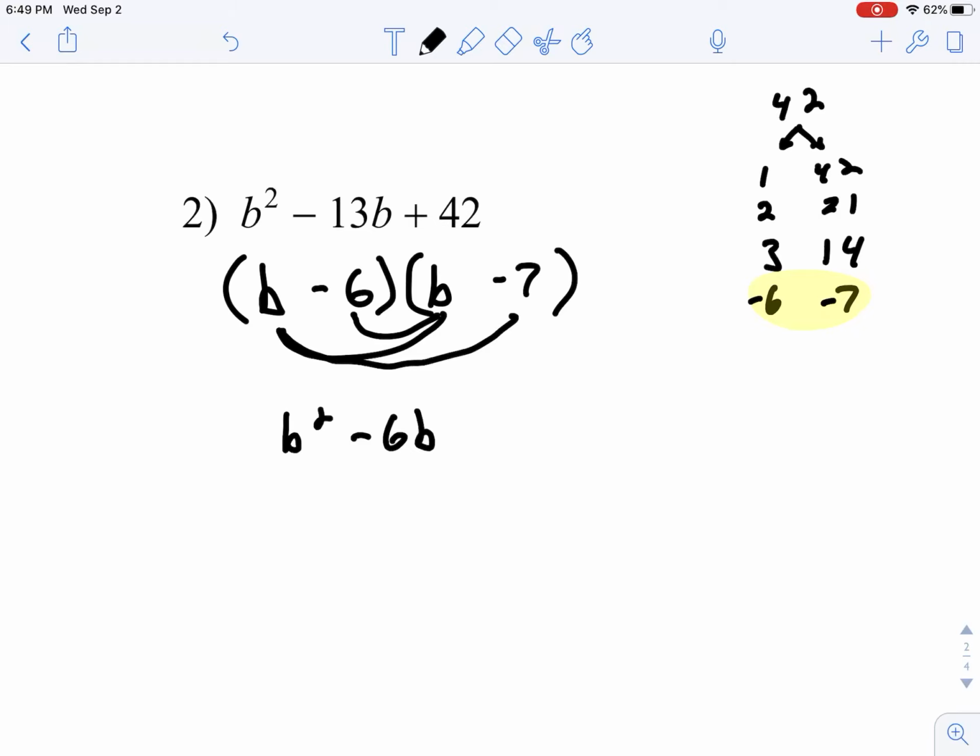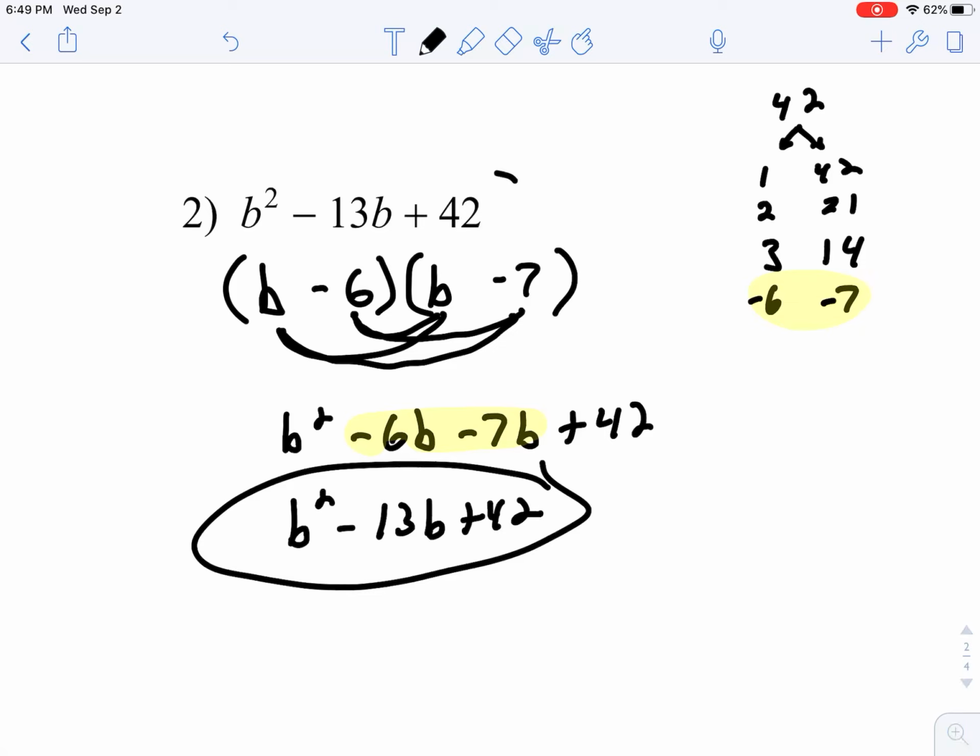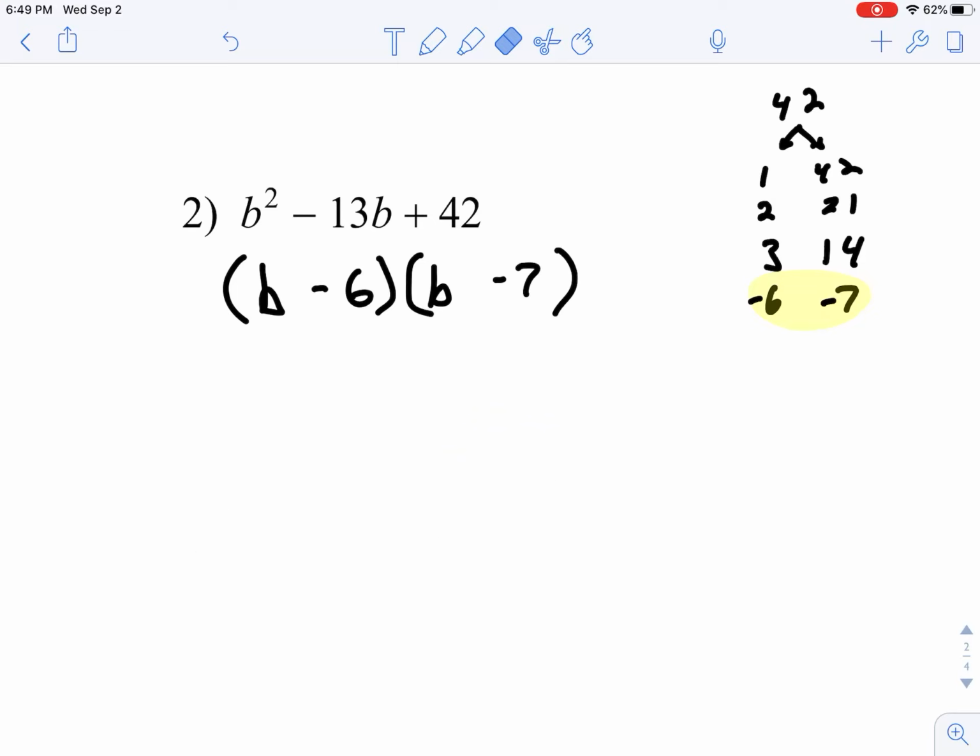B times negative 7 is negative 7b. Negative 6 times negative 7 is positive 42. Combine like terms right here. You get b squared minus 13b plus 42. And you see this is the original problem, which means all that work I did to check myself just proves that we're right.